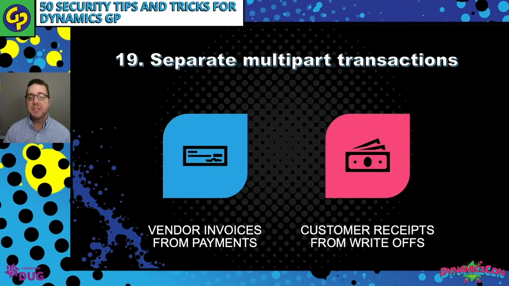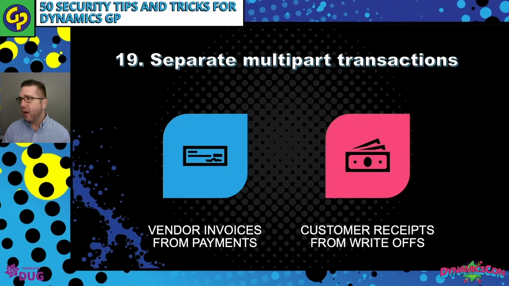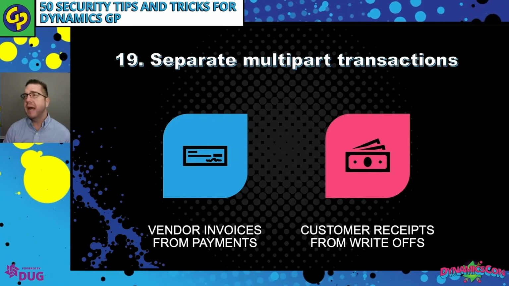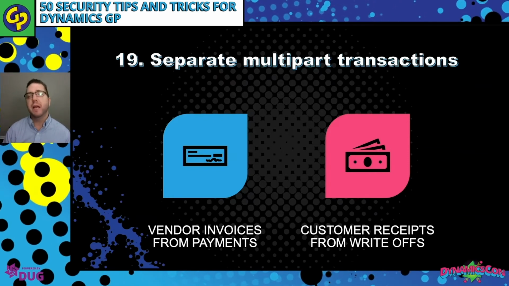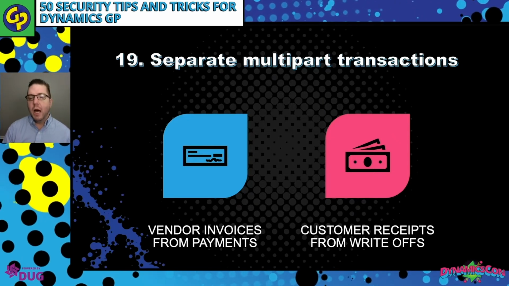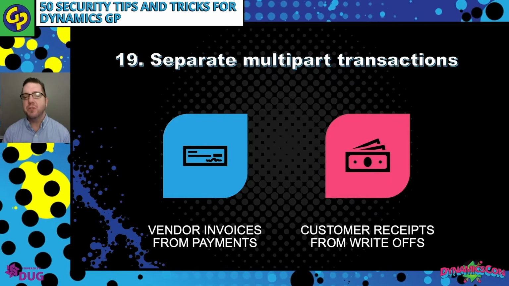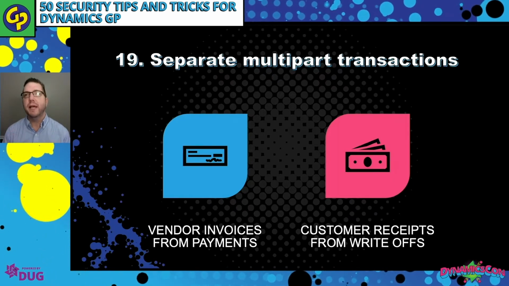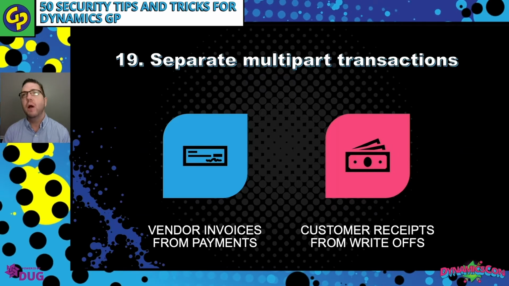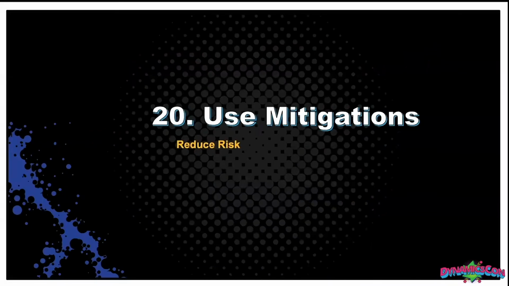vendor invoices and payments. We want to protect people from customer receipts and write-offs. If you can receive a customer's money and then write it off, you could potentially put that money in your pocket and no one is ever the wiser. So you want to be able to protect those items. These are really simple stuff. If it's just a matter of looking at your users and how can you maybe adjust who does what to fix these items.